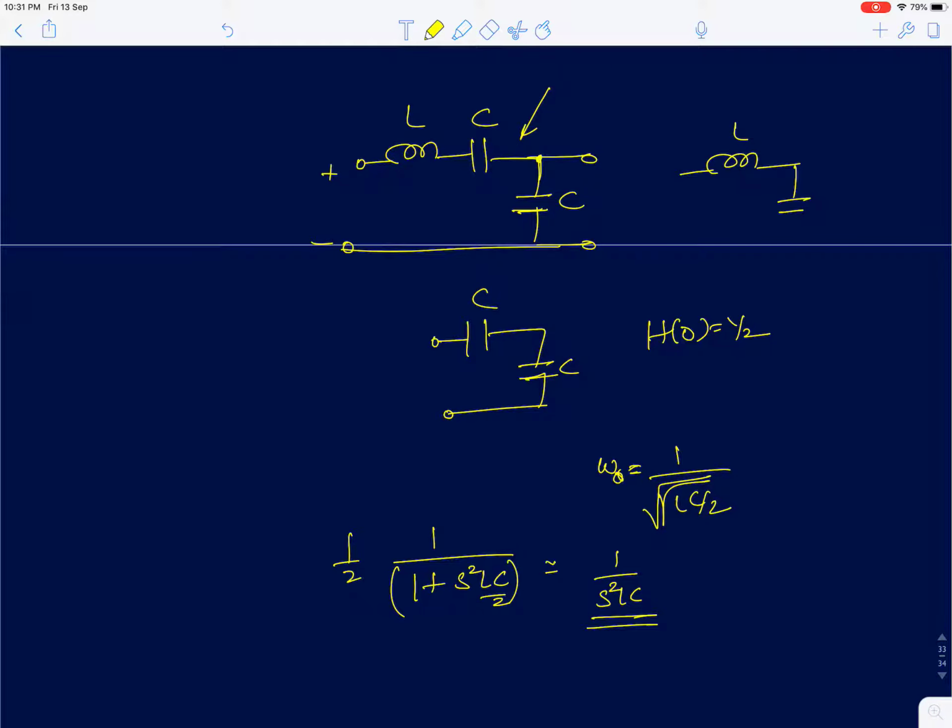I can just replace it by the single inductor. The capacitor will not matter here, they both are in series. So at high frequencies, the capacitive impedance will become very small. So I can use Z2 by Z1, 1 by SC into SL. So it's 1 by S square LC. Okay, and that matches with this.